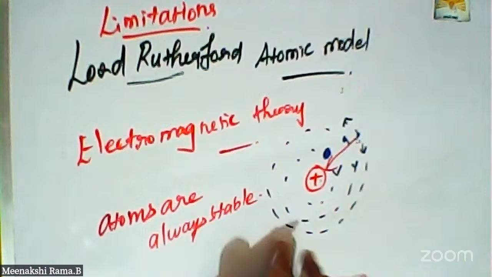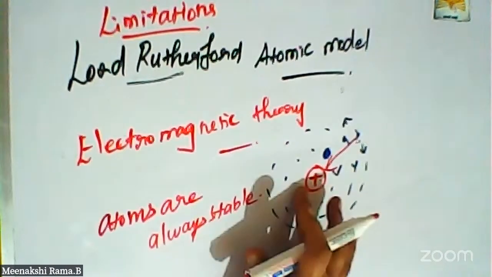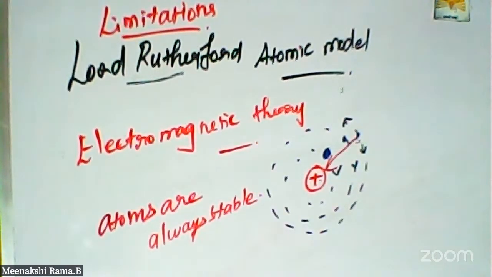So what does the limitation mean? The stability of an atom is not explained, so this is the limitation. What is the limitation? The electrons are around the nucleus, so due to this action the electron will lose energy. Due to the loss of energy, the path of the electron may reduce, and finally the electron should fall into the nucleus. It happens, and the atom becomes unstable.